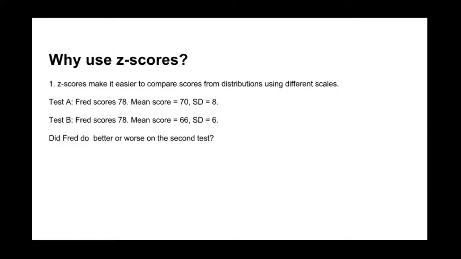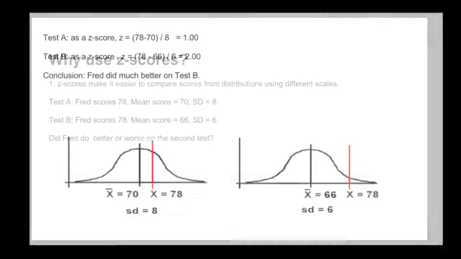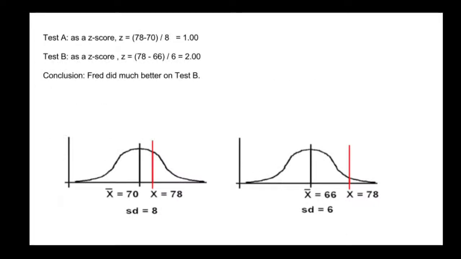Why use z-scores? Z-scores make it easier to compare scores and distributions using different scales. Like these two examples that I have, comparing what happened in the first trial and then the second trial. Here are the different graphs used by test A and test B, but they're two separate standard deviations away from the mean.